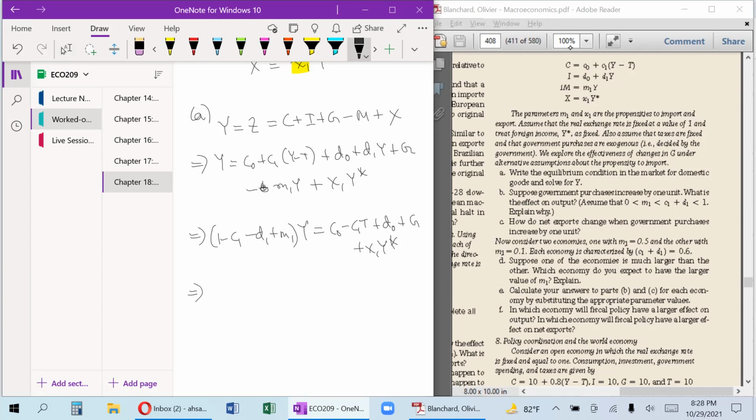And then, of course, if we simplify this a little bit more, we are going to get Y equal to 1 divided by (1 minus C1 minus D1 plus M1). This effectively is the multiplier. Multiply this with C0 minus C1 T plus D0 plus G plus X1 Y star. Right?